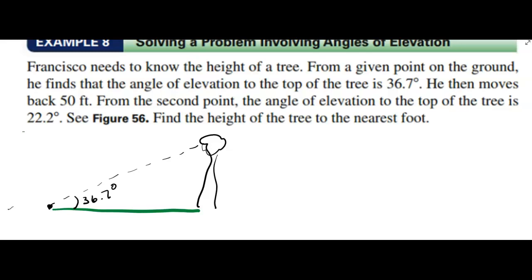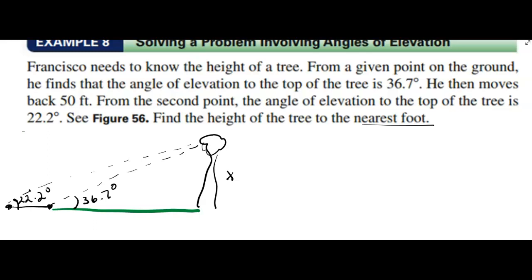He then moves back 50 feet. Okay, so maybe over here. From the second point, the angle of elevation to the top of the tree, so we've got a new angle of elevation here, is 22.2 degrees. Okay, so that's that angle right there. So I have two angles. Find the height of the tree to the nearest foot. All right, we want to know the height of the tree. That would be our x then, right?